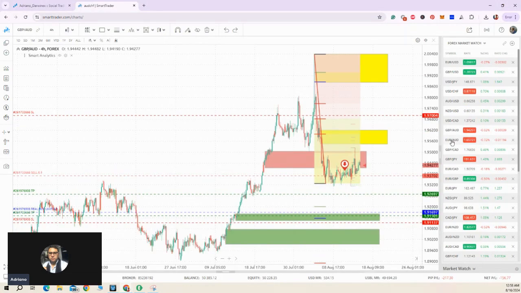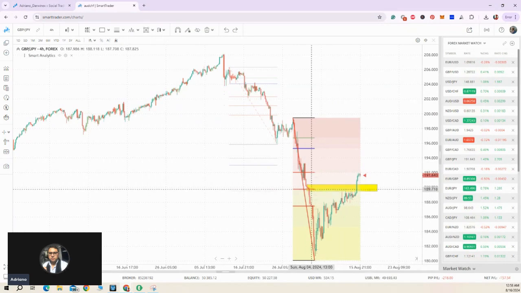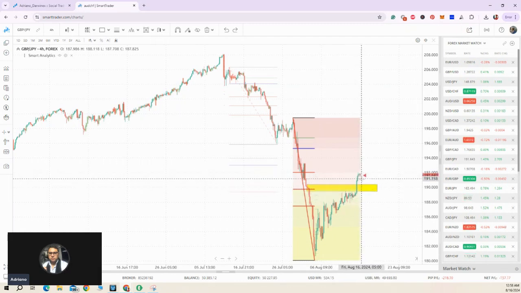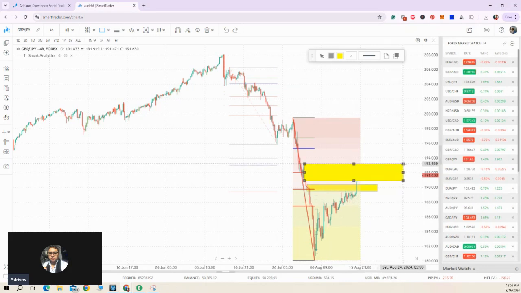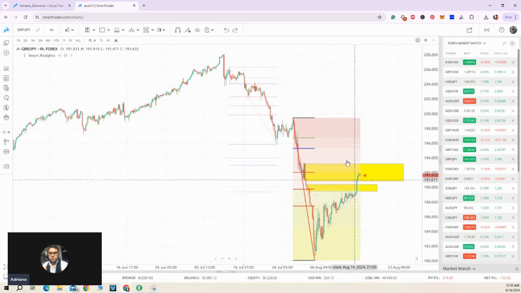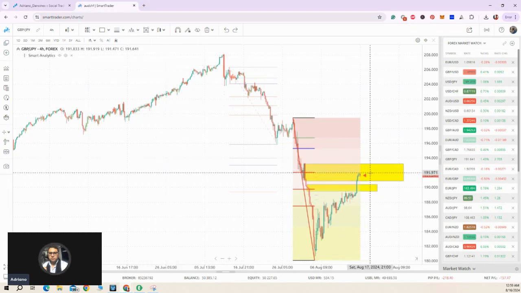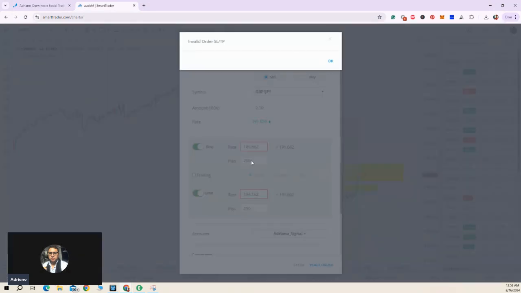GBP JPY. So it broke this supply zone. See, the market went sideways for a little bit and then broke with one big candle. But we have this supply zone here, and it's a very strong one. So I think I'm gonna take a trade on this one at market price. I'm gonna sell this, put a stop loss 200 pips as well.